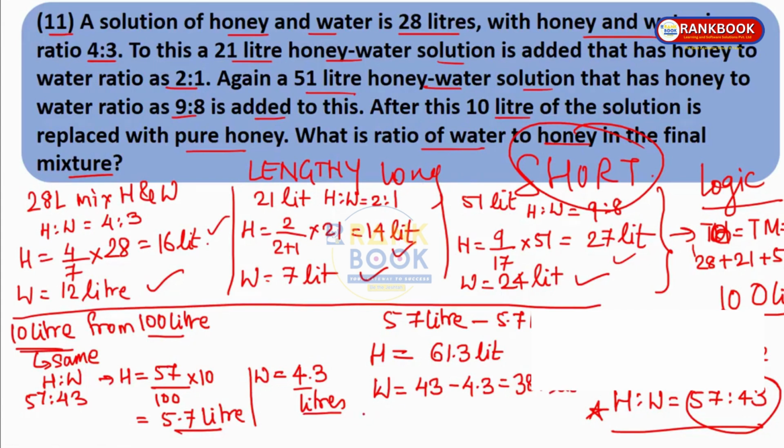So what is the ratio of honey is to water now? It is 61.3 is to 38.7, which can also be written as 613 is to 387. Okay, so this is the answer. That is the final ratio of honey to water in the final mixture.